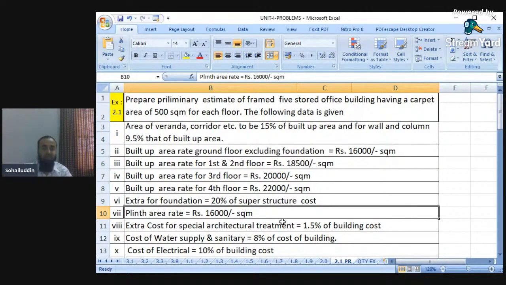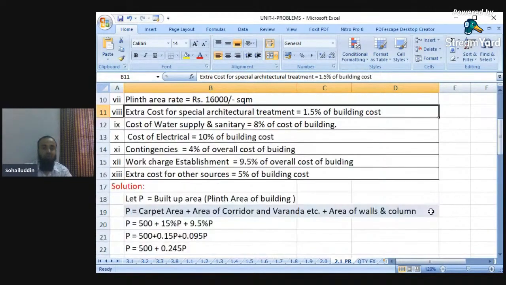The extra cost for special architectural treatment, again it has been taken as 1.5% of the building cost. Again, cost of water supply and sanitary has been taken as 8% of cost of building, and cost of electrification has been taken as 10% of building cost. Contingencies as usual 4%, work charge establishment 9.5%, and extra cost for other sources 5% of the building cost.